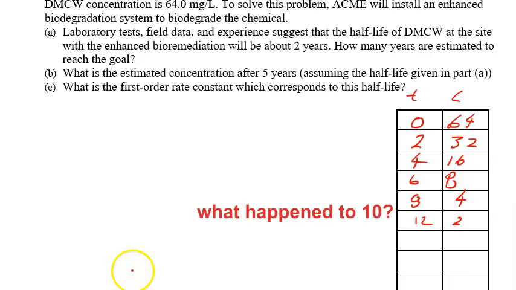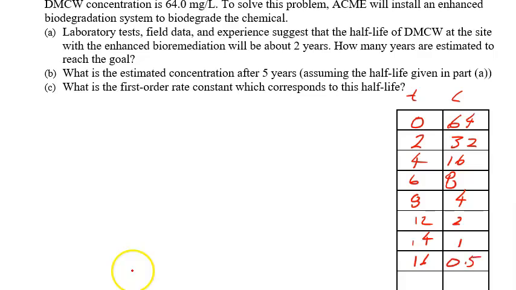0.6. 14 years, it's 1. 16 years, it's 0.5. So it's going to take us somewhere between 14 and 16 years. Well, how can I know that exactly? Again, this is an estimate, but with the numbers here, how do I know this exactly?